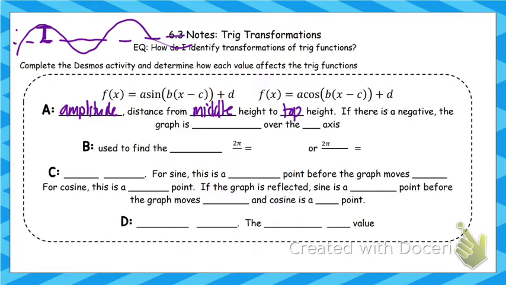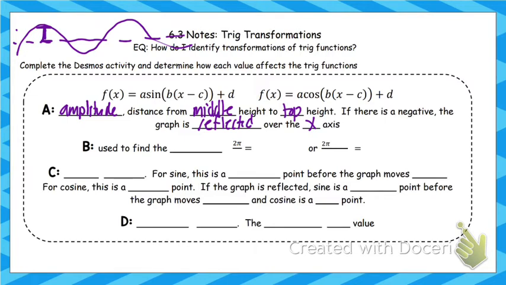If there's a negative out in front, that doesn't really affect the amplitude, you're not going to have a negative amplitude, but if you have a negative out in front of your sine or your cosine, that is going to be a reflection. So your graph is reflected over the x-axis.